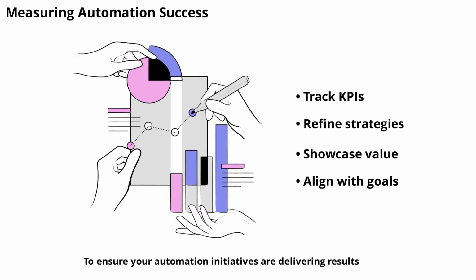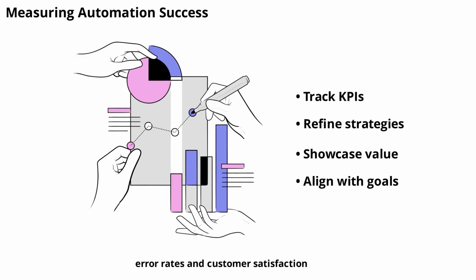To ensure your automation initiatives are delivering results, it's important to measure success. Track key performance indicators such as time saved, cost reductions, error rates, and customer satisfaction. Use this data to refine your automation strategies and demonstrate the value of AI to stakeholders. Regular measurement keeps your automation efforts aligned with business goals.